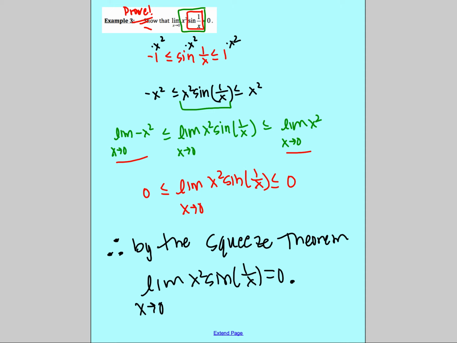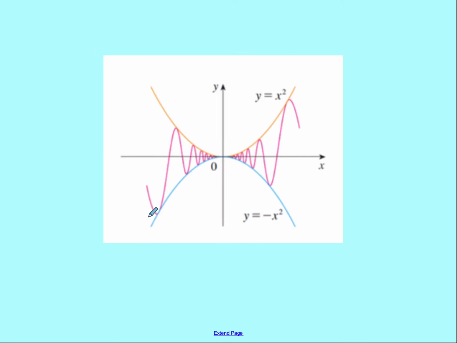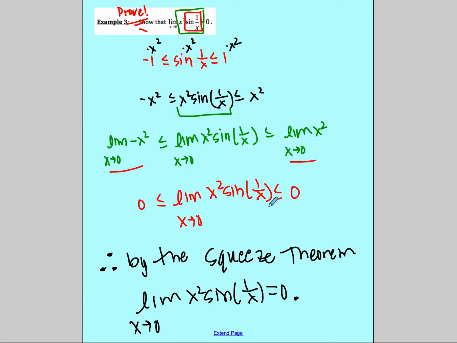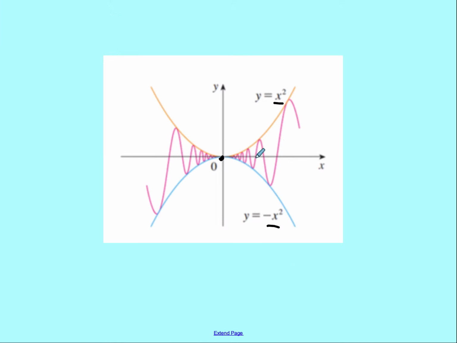I believe I have a picture on my next one. Yeah, so here the pink one is the x squared sine of 1 over x. And what we did is we squished it in between x squared and negative x squared, because you could find the limit of those as you approach 0. So we calculated that, and then it led us to our conclusion. We got in between 0 and 0, so that means the limit as x approaches 0 of the whole thing will also equal 0. So that's visually what's happening.